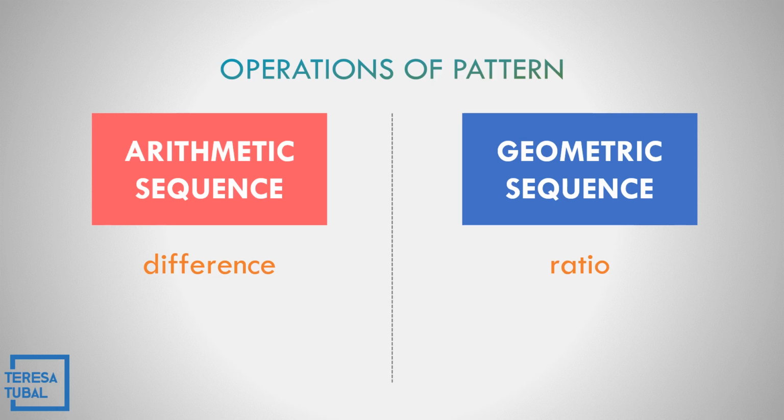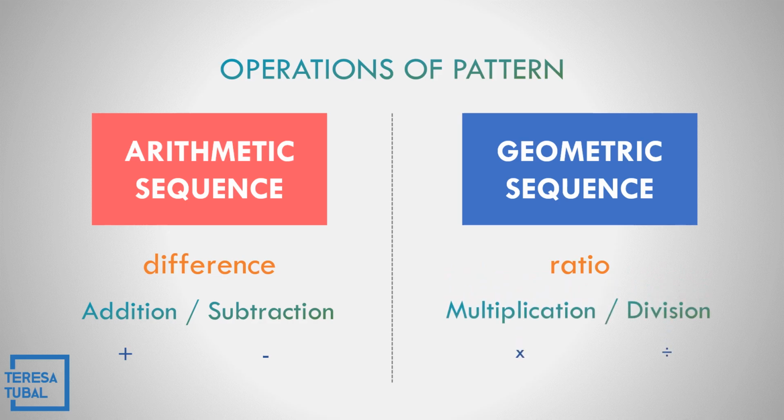The operation of the pattern of an arithmetic sequence is addition and subtraction, so we may add or subtract, it depends on the given. While in the geometric sequence, with the common ratio, we may multiply or divide, depending on the given value.